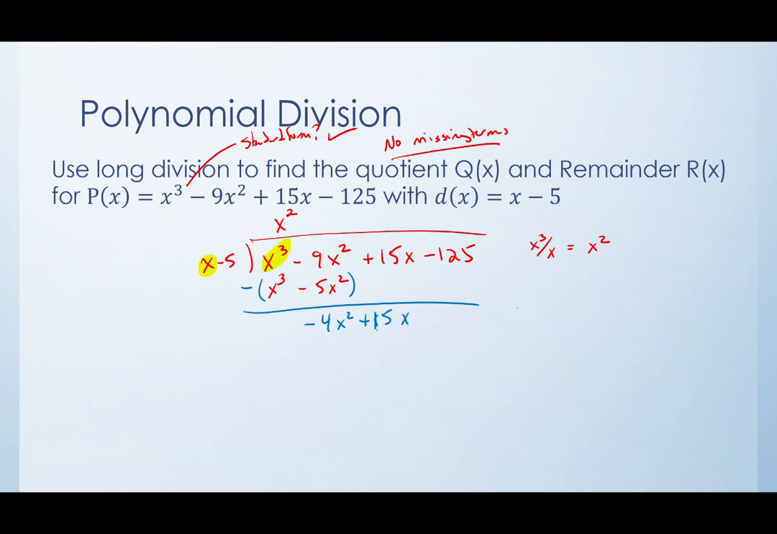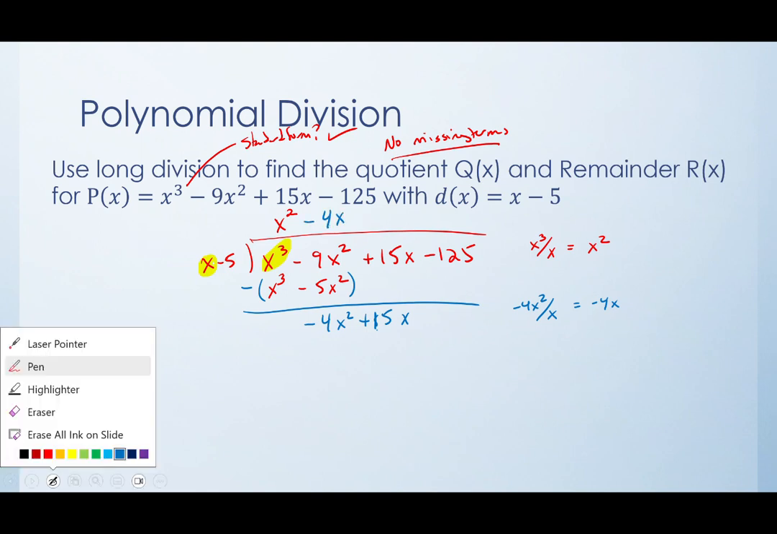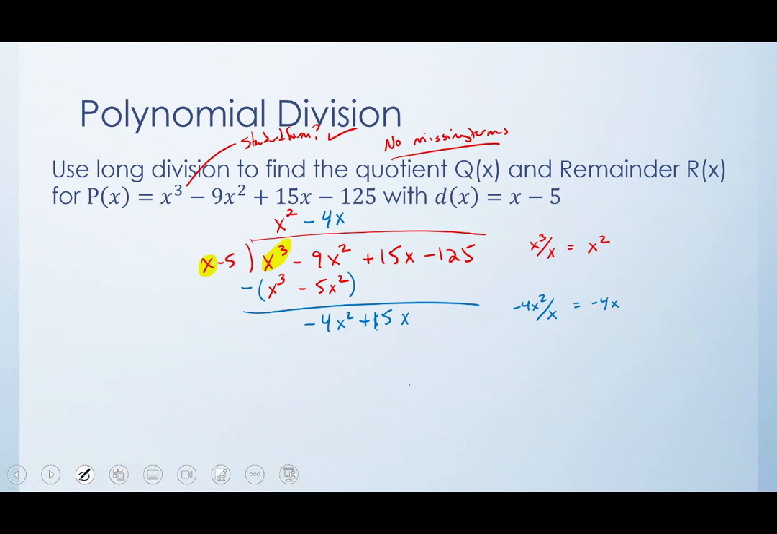And then we repeat the process. So what is negative 4x squared over x? Well, it's negative 4x. So there's the next part of our answer. And so we multiply, right? Negative 4x times x, so negative 4x squared. Negative 4x times negative 5 is going to be plus 20x. And again, we subtract, right? So negative 4x squared minus negative 4x squared, they cancel. And I've got 15x minus 20x, so I'm going to get minus 5x. And then I'm going to bring down the 125.